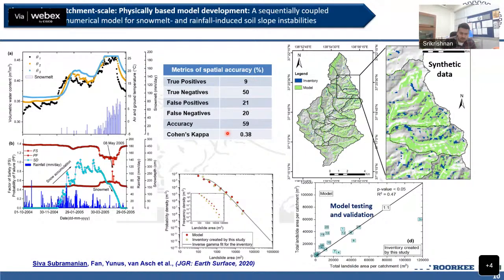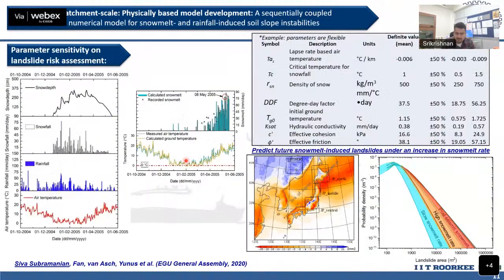But what we could see here is this model runs very fast. In case of a real-time early warning system, we use these models coupled with some hydrometeorological variables in a numerical simulation domain. It is possible for us to develop early warning thresholds, which we will see in the coming slides. And this model, as I said, is used for snowmelt-induced landslide, though it is not very relevant to India.